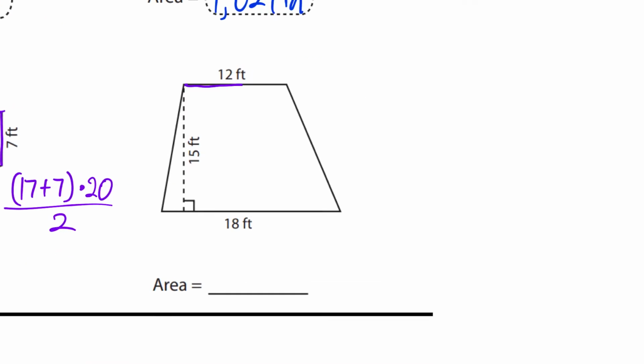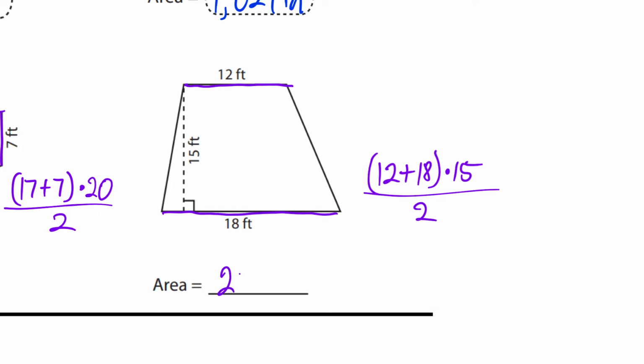Okay, and then on this one again, the bases are the two sides parallel to each other, which are these. So 12 plus 18 times the height of 15, all divided by 2. Yep. 225 square feet.